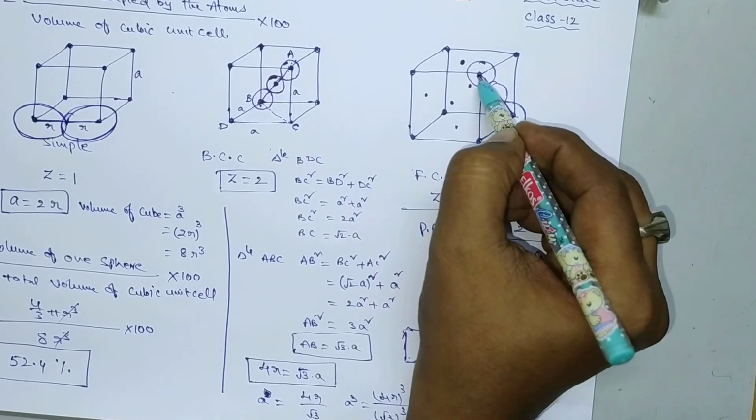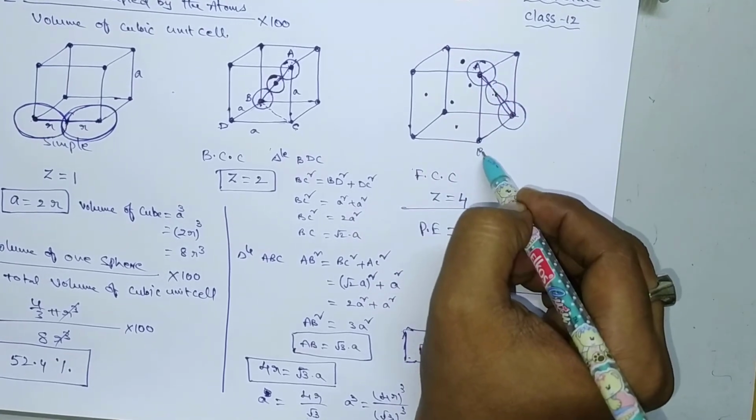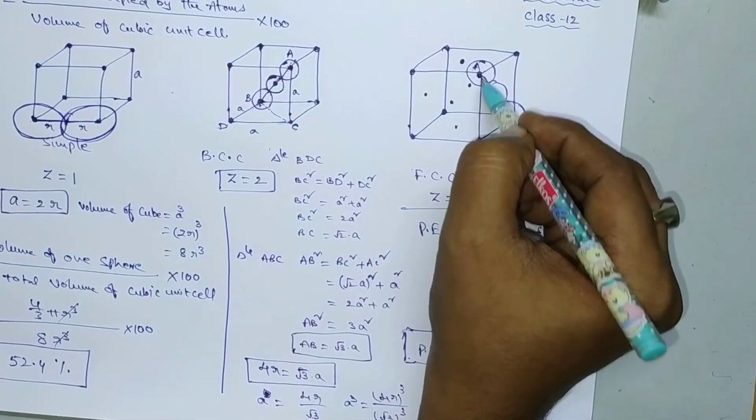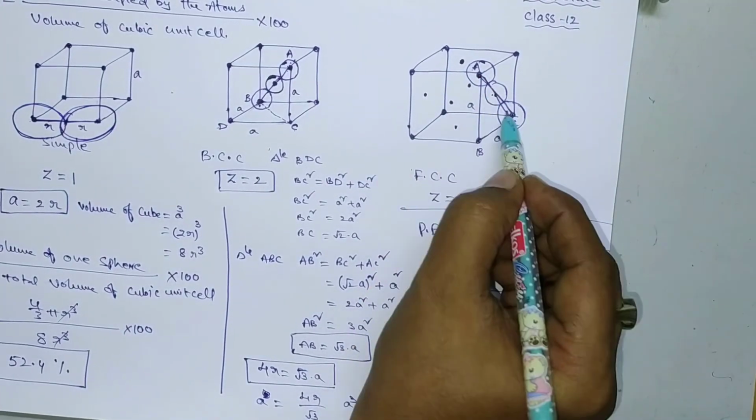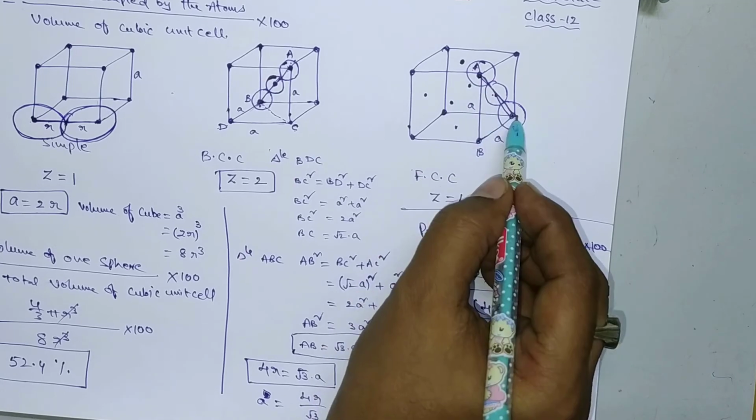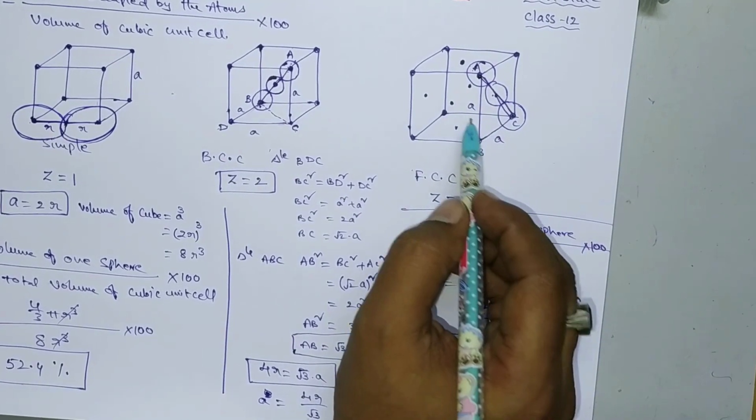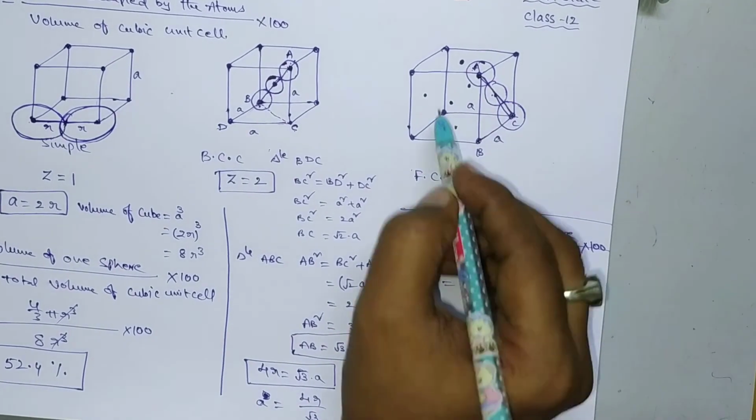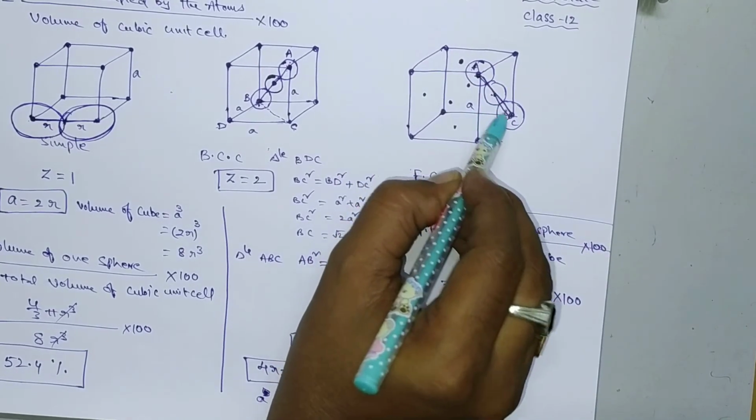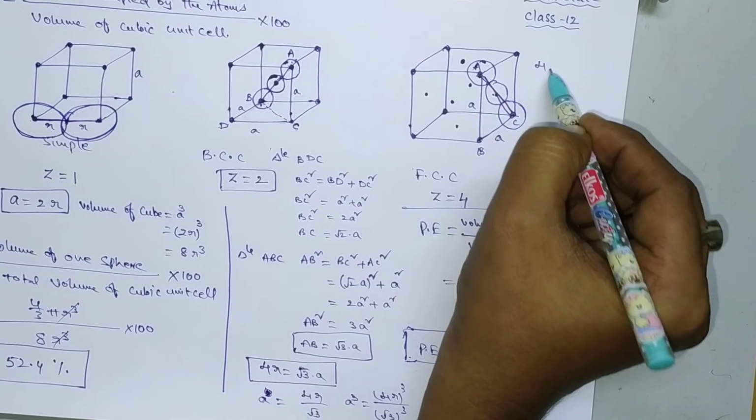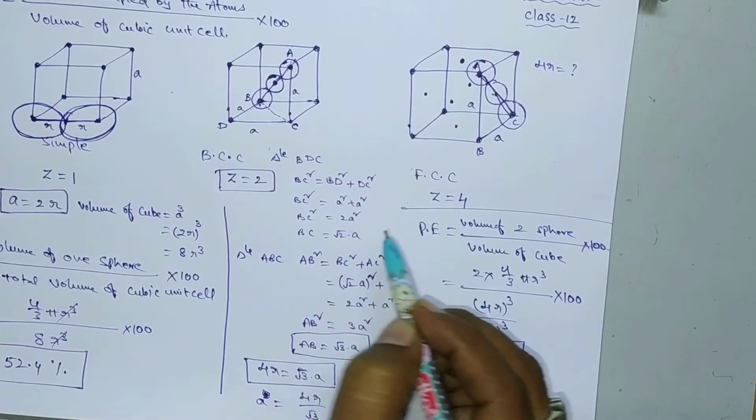Now we have to consider this triangle A, B and C. This is the edge length a, and this is another edge length a. We have to calculate the distance AC in terms of edge length a. Here AC means there are r, r and r and r, so 4 r's are there. So 4r is equal to how much? We have to calculate this.